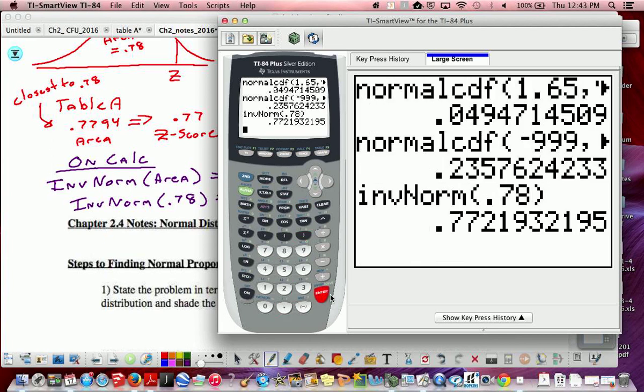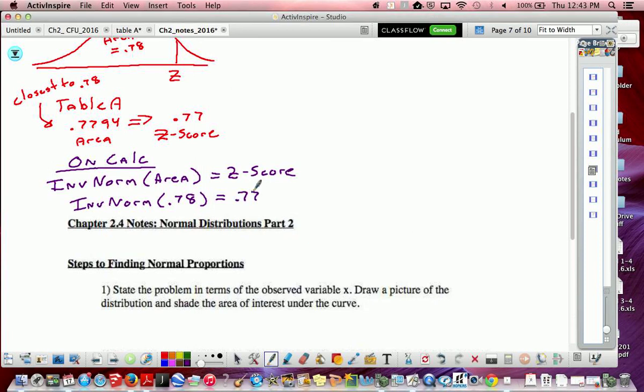0.78, it gives it out more than 2 decimal places. 0.7722 if you wanted to go out 4 decimal places. Again, this is my z-score, which is basically telling me my actual score that I might be looking for is 0.7722 standard deviations above the mean. So if I know the mean and the standard deviation, I can find out that score.